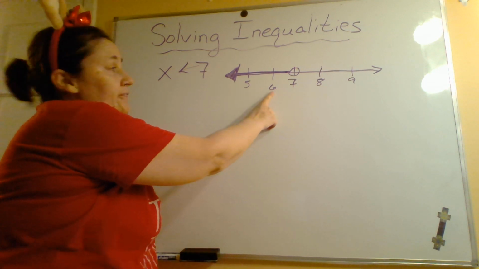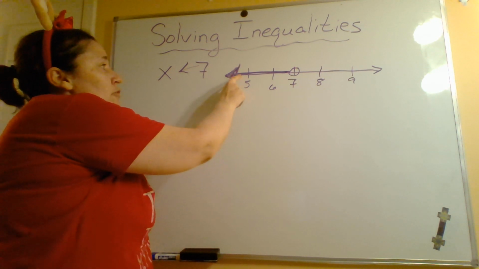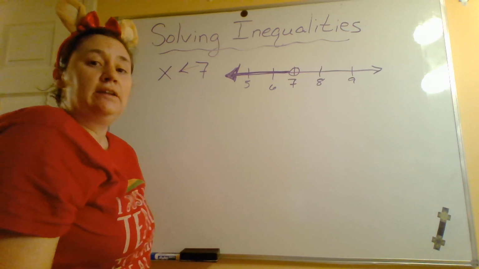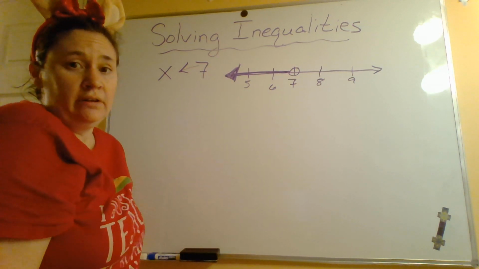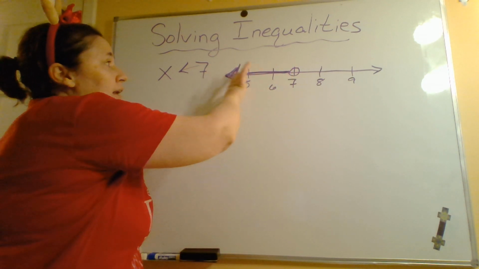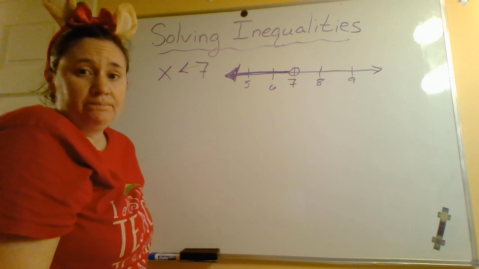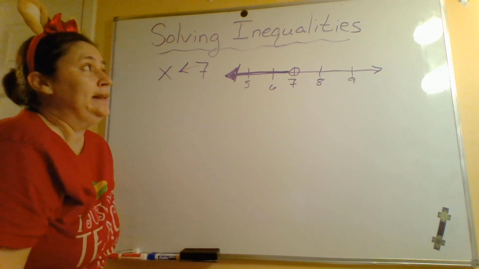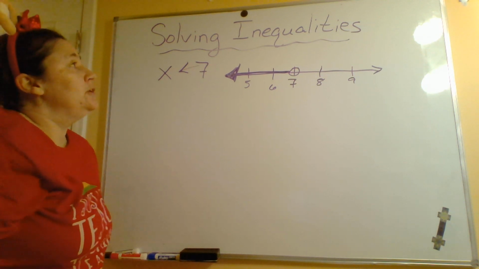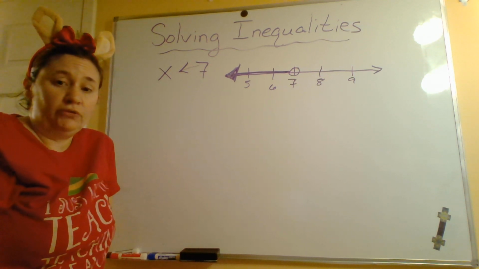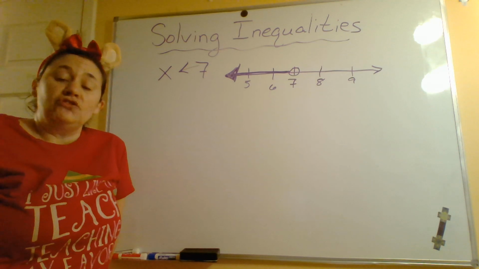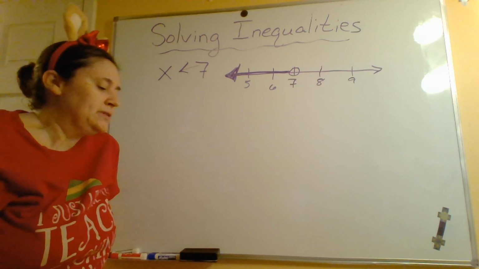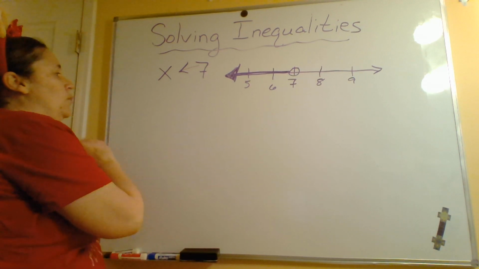6 is less than 7. 5 is less than 7. 4.5 is less than 7. -20 is less than 7. So you have on this line all of the numbers less than 7. That's what we did yesterday. Today, there's going to be one added element to this. You are going to have to solve the inequality before you graph it. And guess what? Solving an inequality is almost exactly like solving an equation.